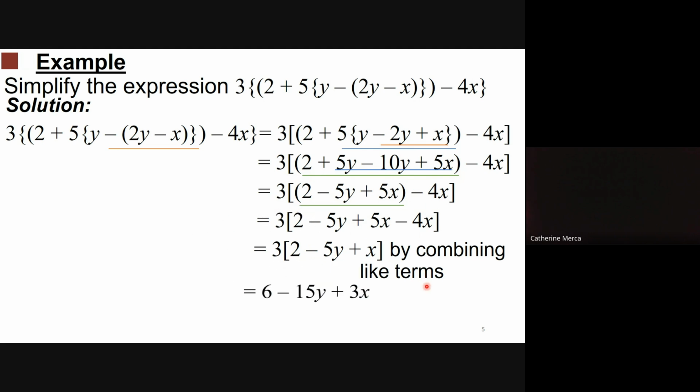Furthermore, we have this value, which is now equal to 6. This is minus 5y, correct? So 3 times 2, that's 6. 3 times negative 5y is negative 15y. 3 times x is 3x. The final answer is 6 minus 15y plus 3x.